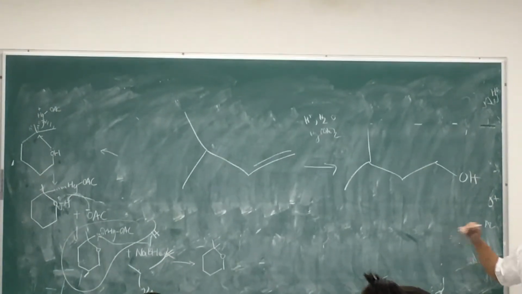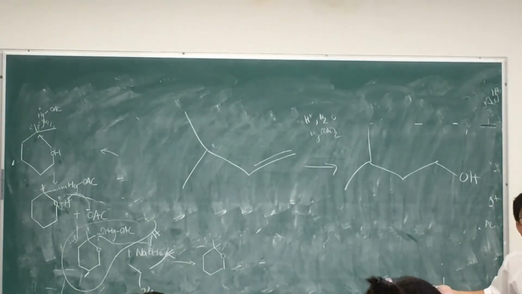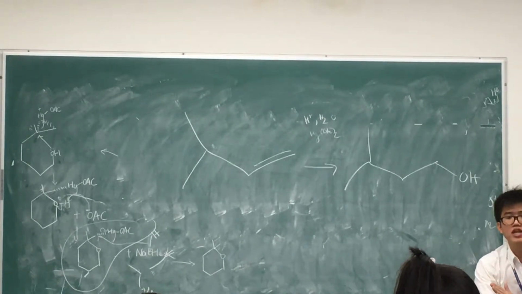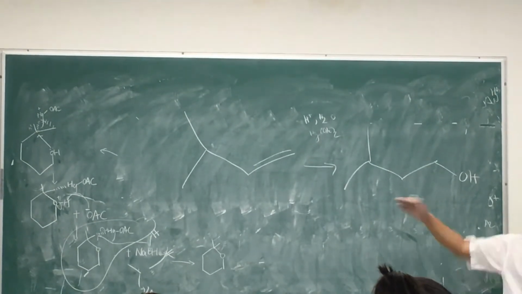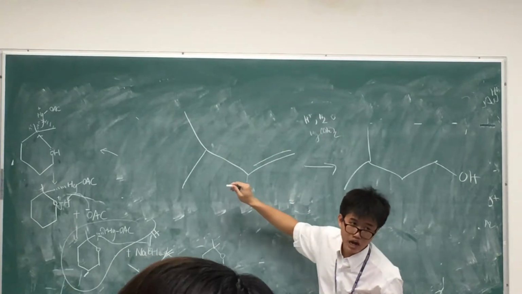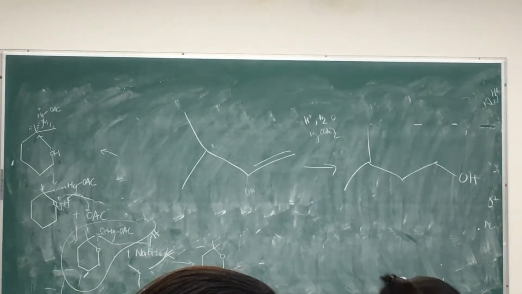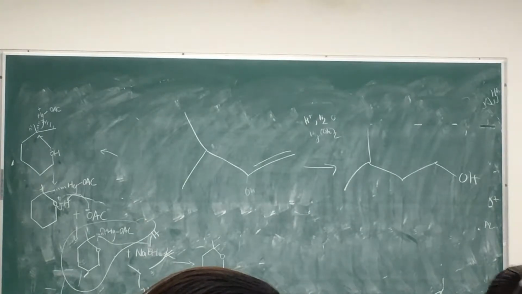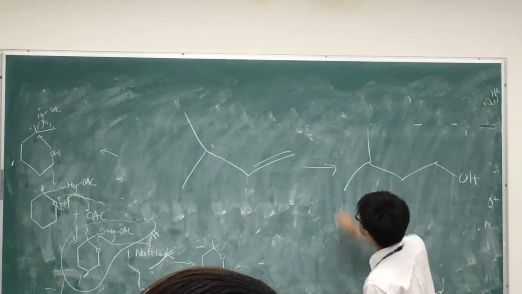Do you understand why we need a new reaction? The first reaction has rearrangement. If we want to prevent rearrangement, we use oxymercuration. But those only form the OH group on the higher-order carbon. If I want to form it on the lower-order carbon, I need to use hydroboration.